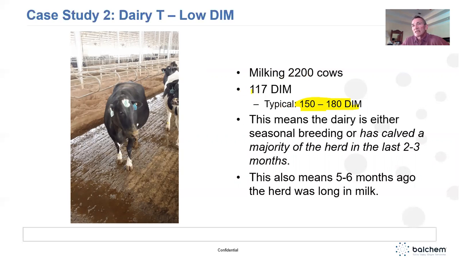This 117 days in milk, well, that means they're either seasonal breeding, which this herd was not, or they actually kept a majority of the herd in the last 2 to 3 months. Which, what does that mean? That means that about 5 to 6 months ago, this herd was very long in milk, meaning they were all far in days in milk, and production was probably low. So really what we're trying to figure out is, why did that occur? Or we're going to just keep getting a vicious cycle.